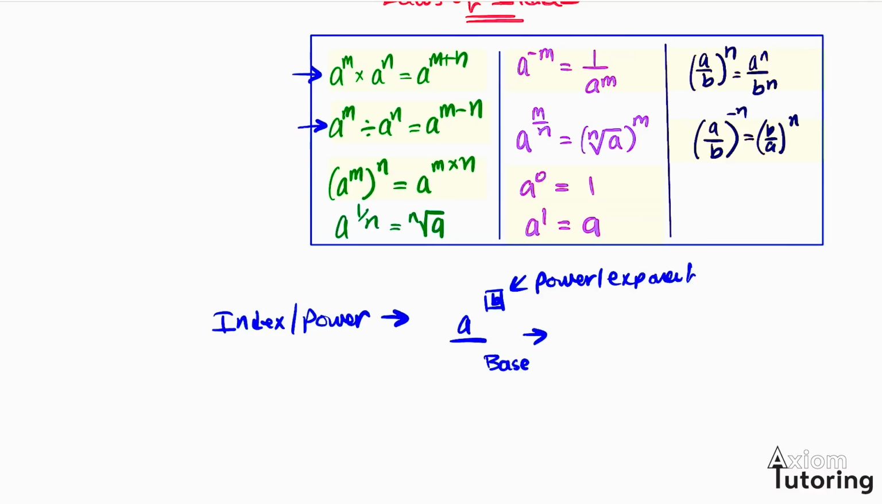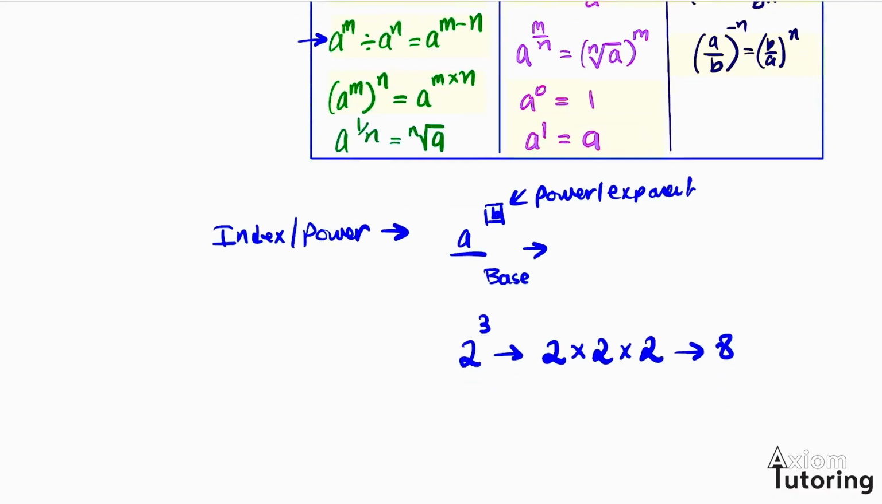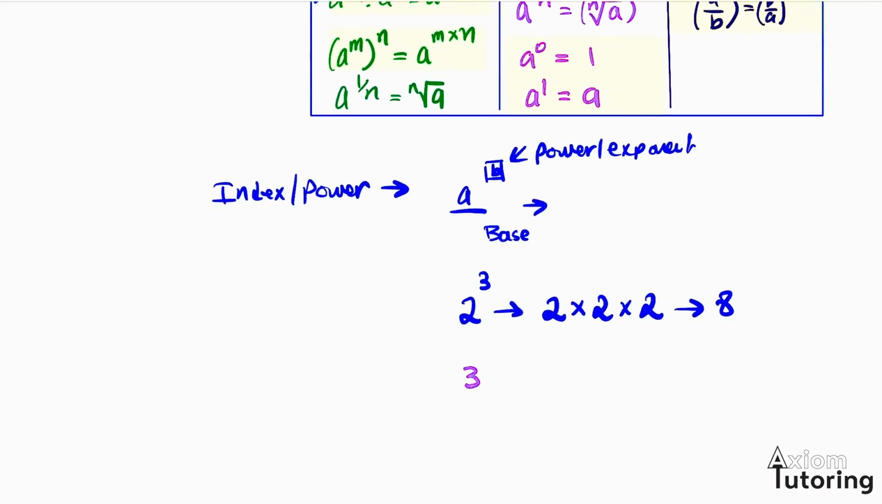Let's use real numbers to make that clearer. 2 to the power of 3 is 2 times 2 times 2. 2 multiplied by itself 3 times. And that's 8. Not to be confused with 2 times 3, which is very different. Let's try another example. 3 to the power of 2, or 3 squared, as it's commonly called, is 3 multiplied by itself twice and gives us 9.